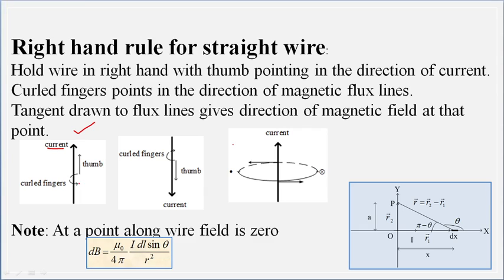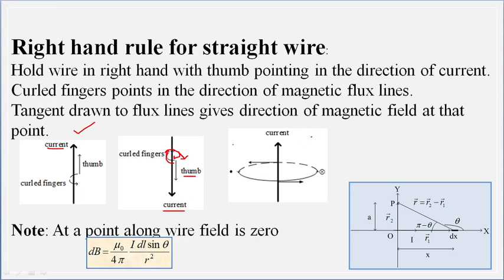If you draw a tangent to that, the fingers give the direction of the magnetic field. Suppose the direction of current is downward here as well. Hold your right hand with the thumb in the direction of current. Then the fingers will curl like this, and that is the direction of the flux. If you draw a tangent to that at any point, that gives the direction of the magnetic field.